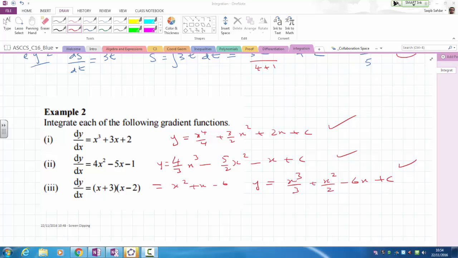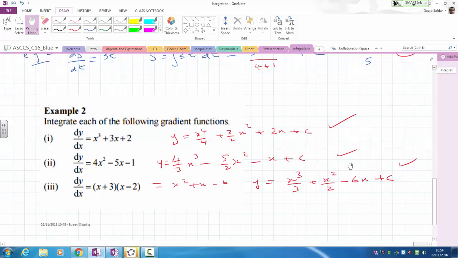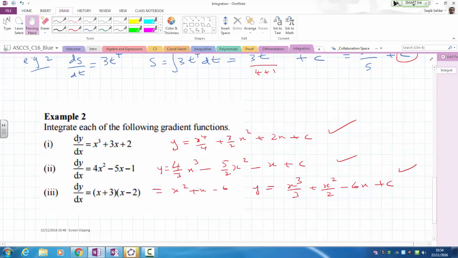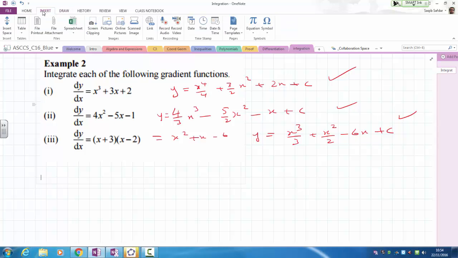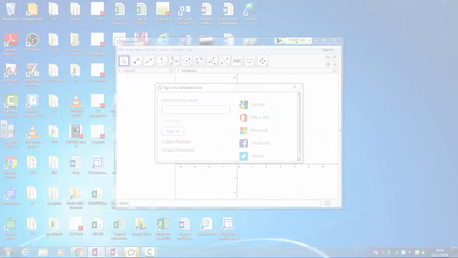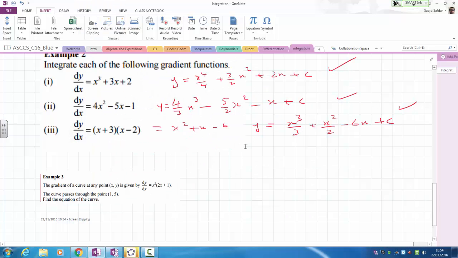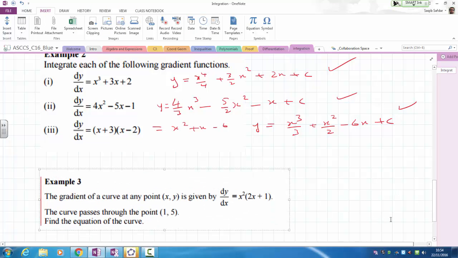Now, all of these solutions are general solutions. The reason why they're general is because we have the plus c, and that plus c means c can be any real number. But what if we don't want a general solution, we want a specific solution? Well, then we need to specify that in the actual question. And here's such a question. Let's look at example 3.